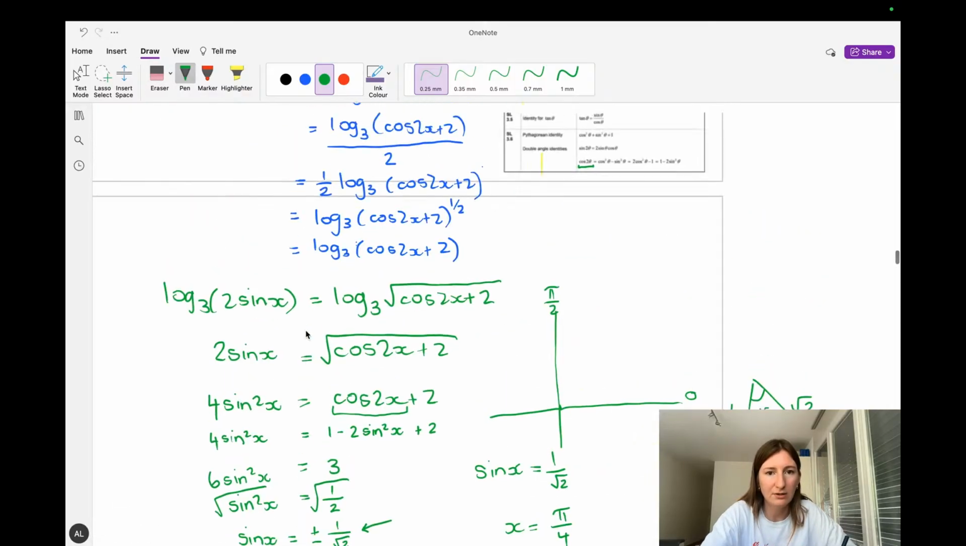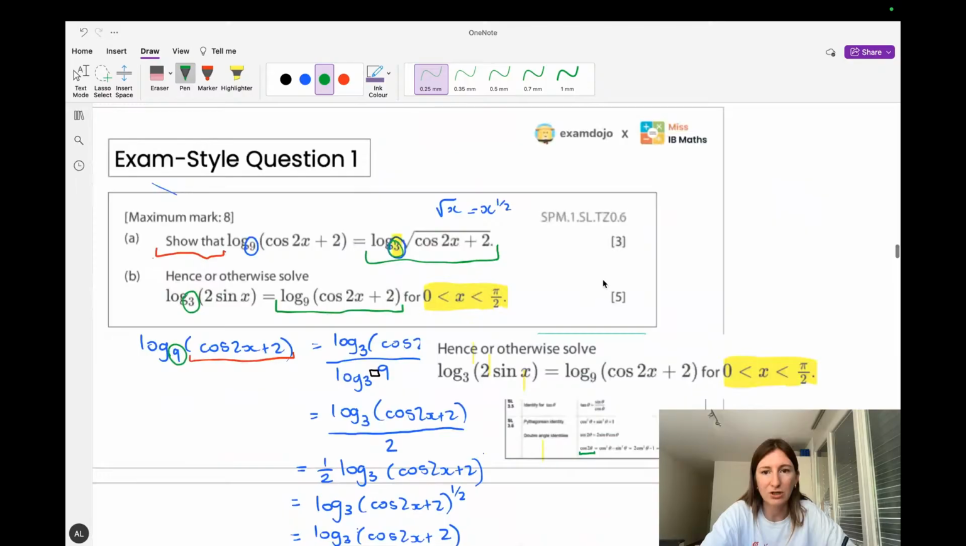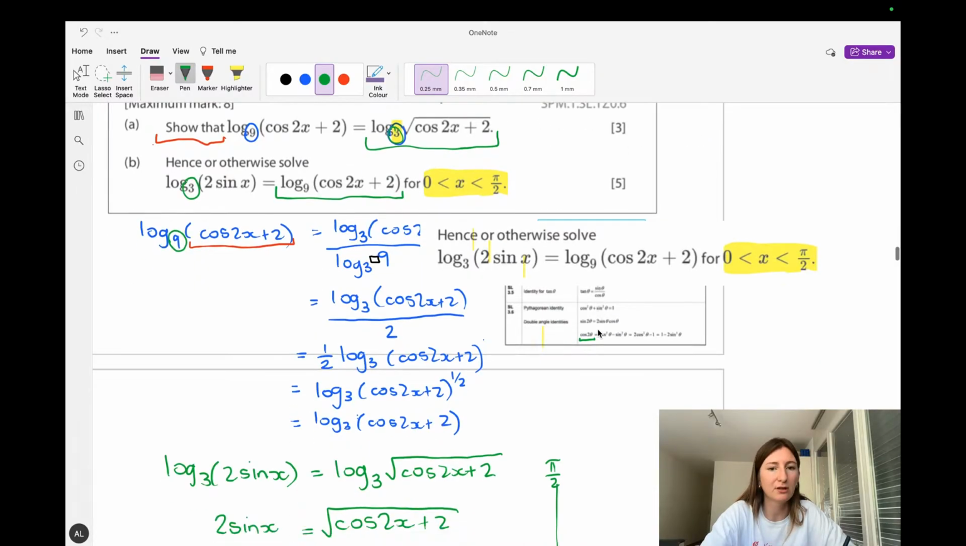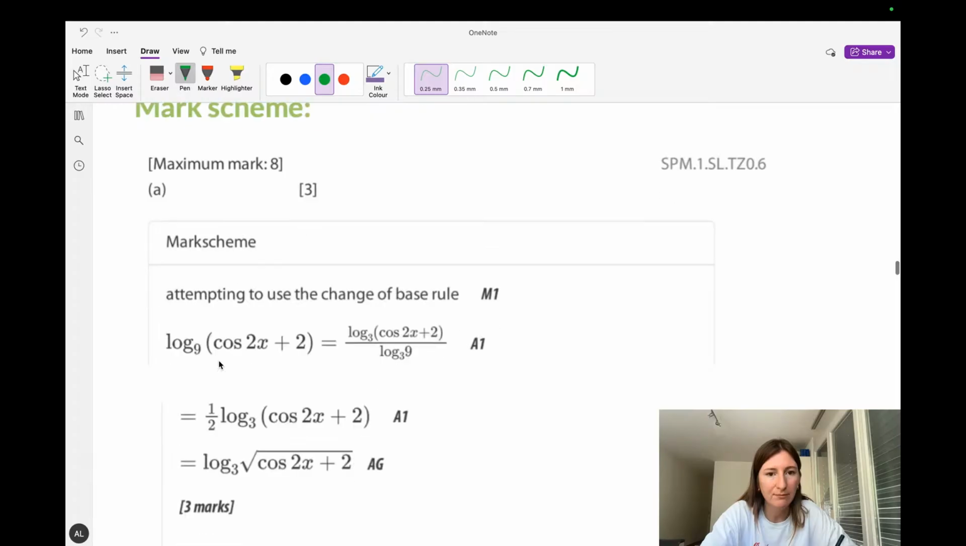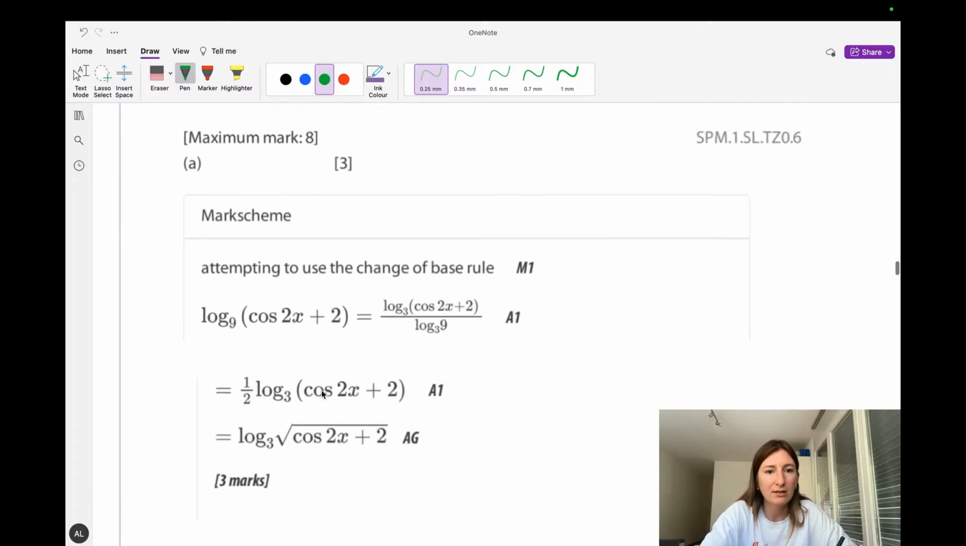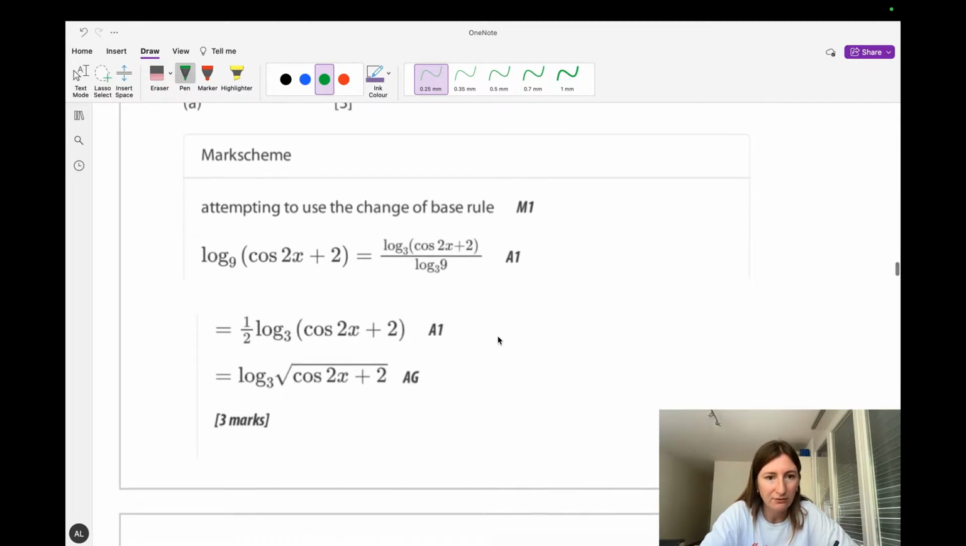All right, so that was quite a big question, but it was 5 marks, so that's really good that we had a lot of marks there. So let's just take a look at the mark scheme. All right, so you get a mark for attempting to use the change of base rule. That was a method mark. Another mark for beginning to solve.